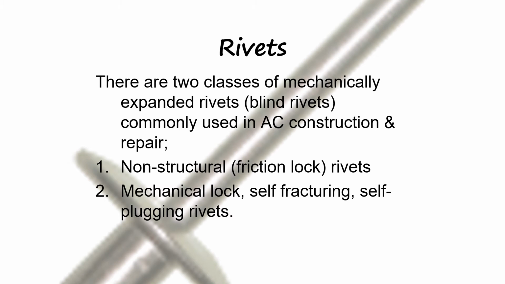Friction lock rivets are not used in structural applications because of the possibility of the rivet stem coming free.